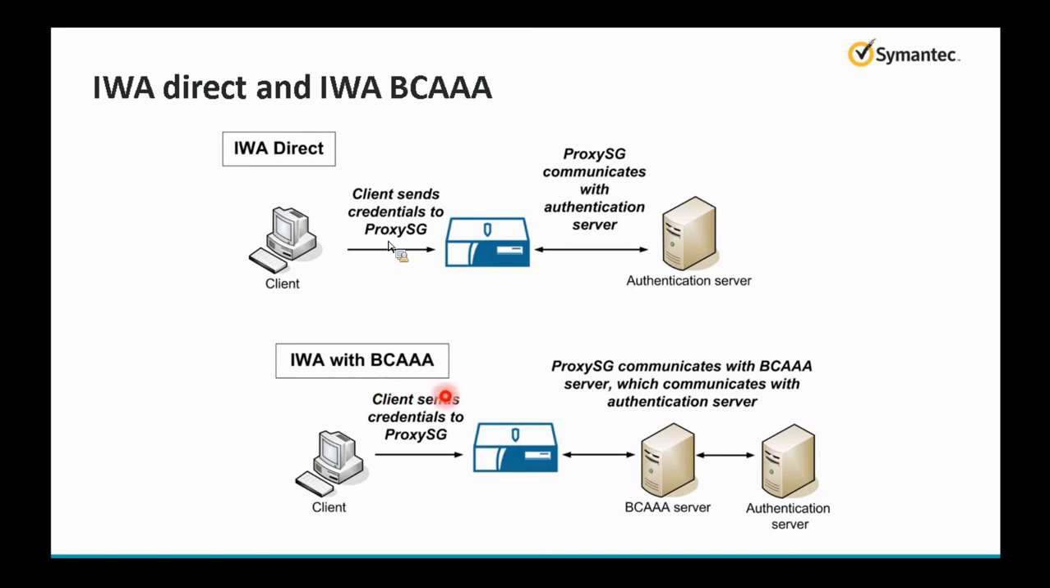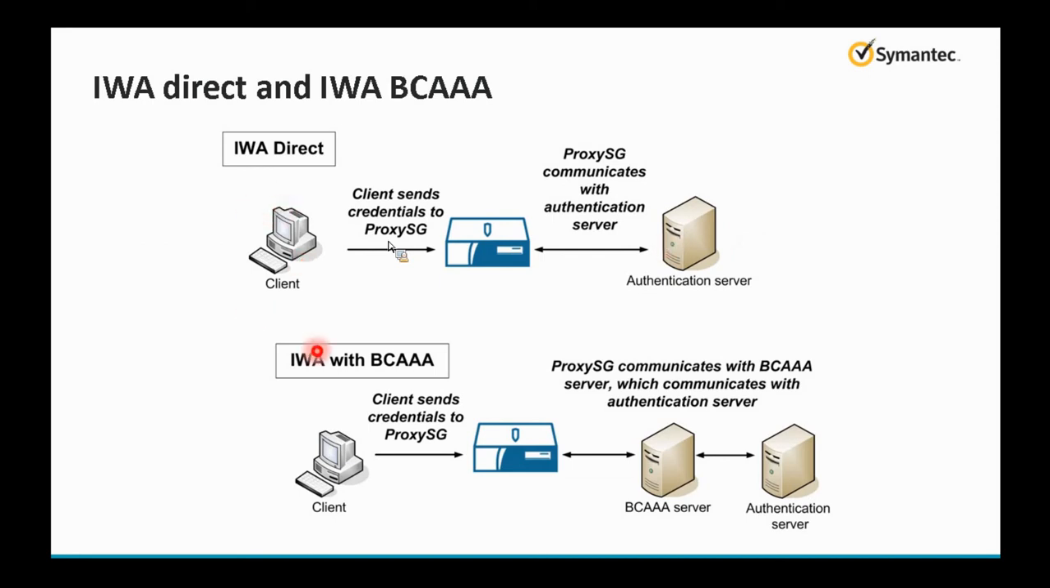BCAAA is the Bluecoat Authentication Authorization Agent. The difference is, as you can see here, with BCAAA there is another server where we install the agent, and the proxy will communicate to the agent. The agent will then communicate to the actual authentication server. So with IWA with BCAAA, the proxy does not access the authentication server directly, while with the direct method, the proxy communicates to the authentication server directly.